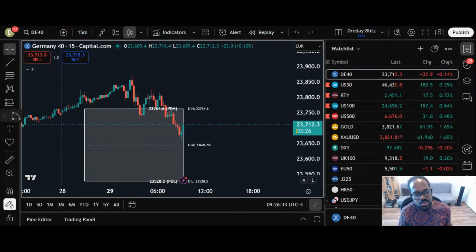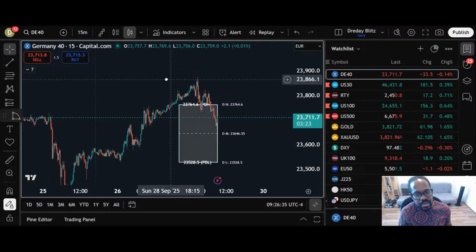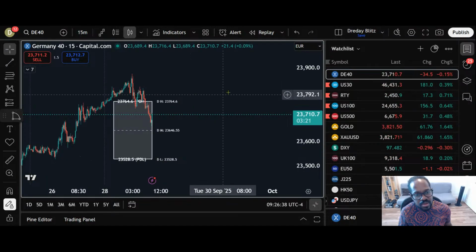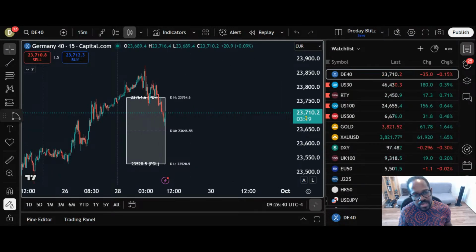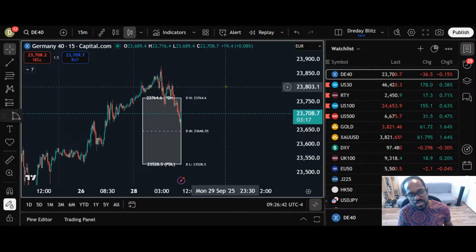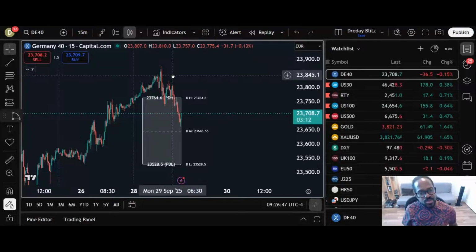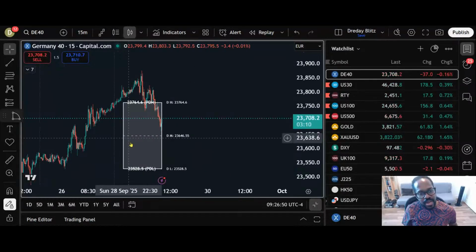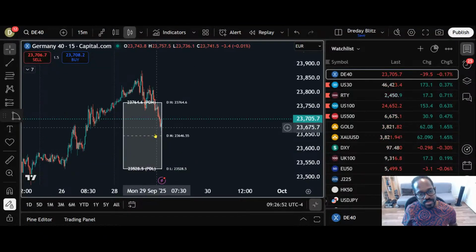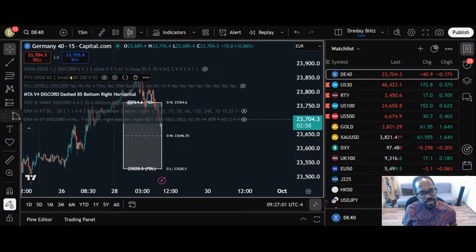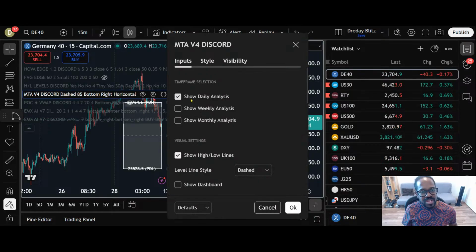The next one is the MTA indicator. MTA is short for multi-time frame analysis. Basically, it's going to provide you with previous day open, high, low, close, and the median price. So this is the previous day candle, and you're going to have also the option to change it to the previous week. Since we're at the start of the week, you could look at the previous week candle.